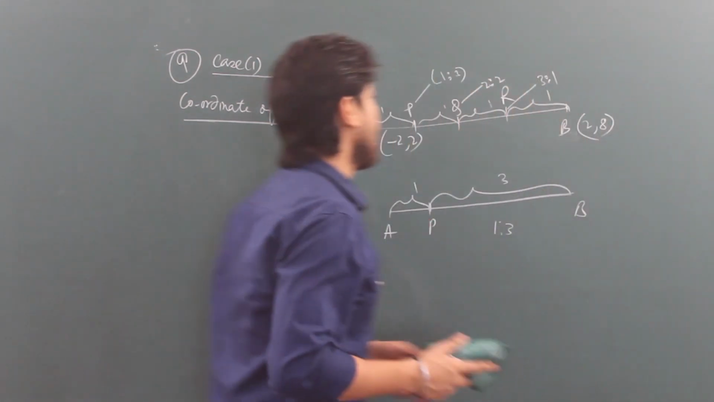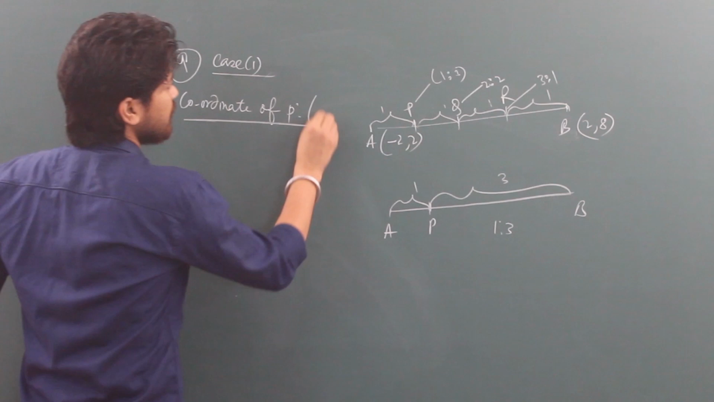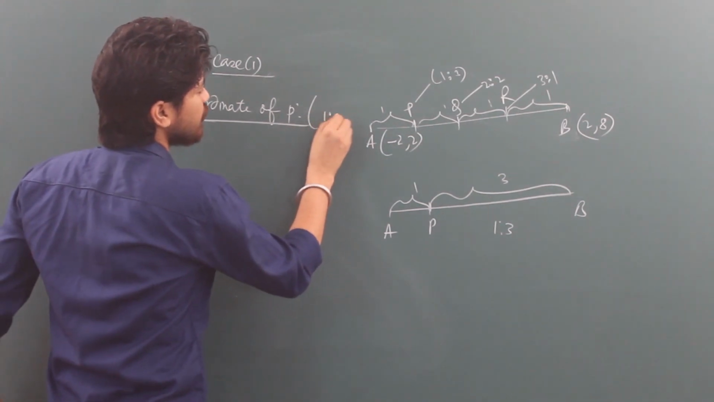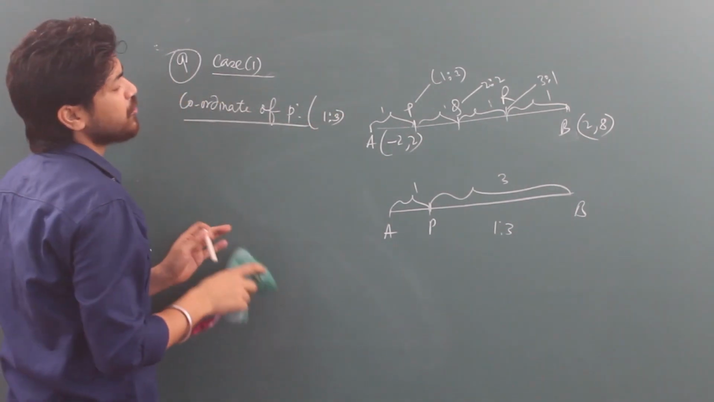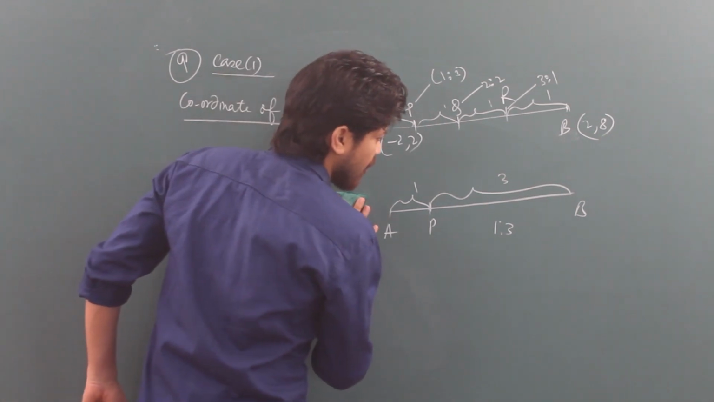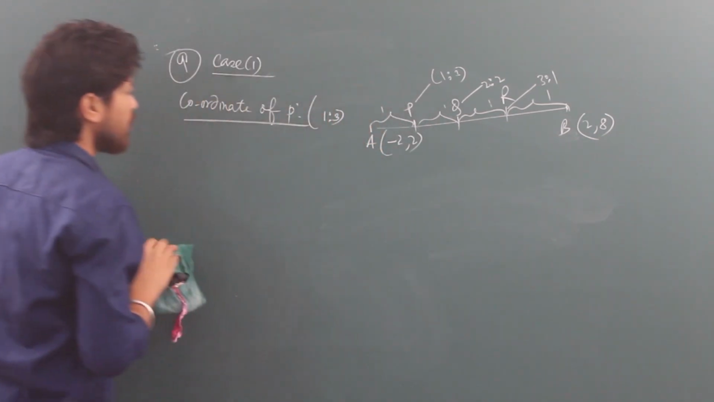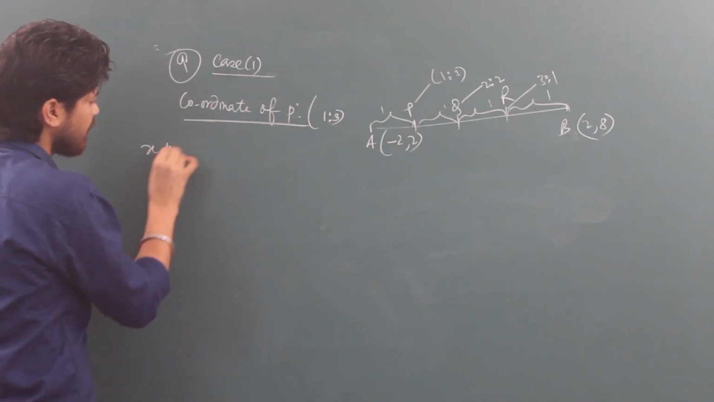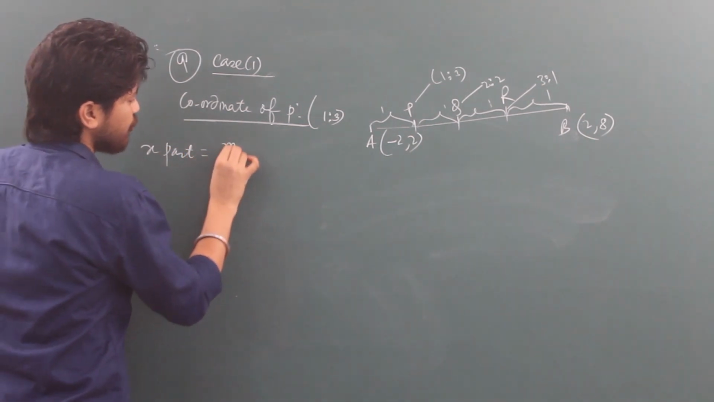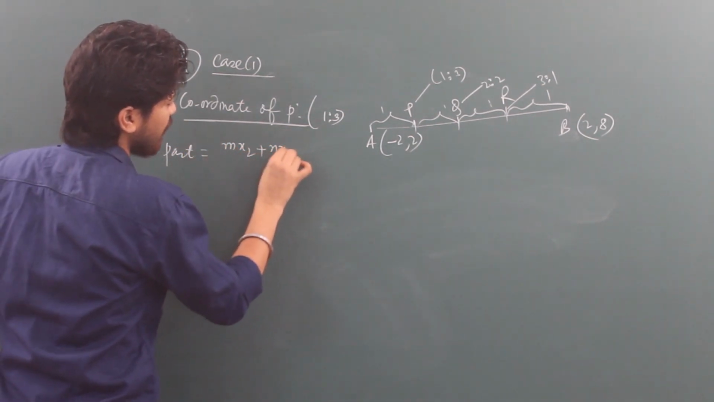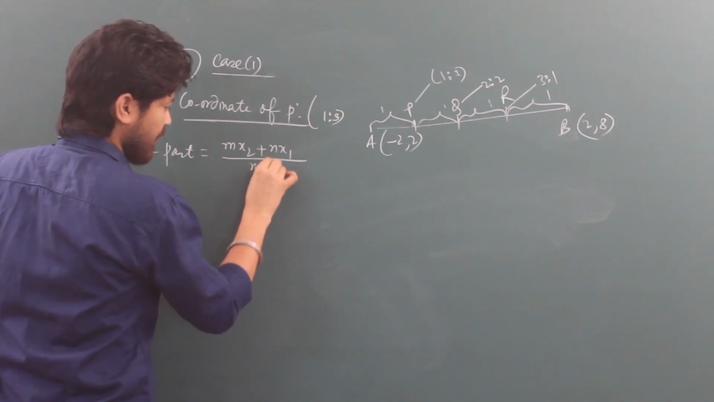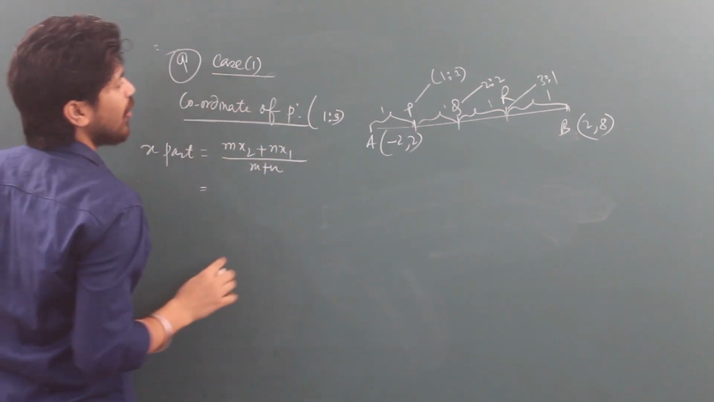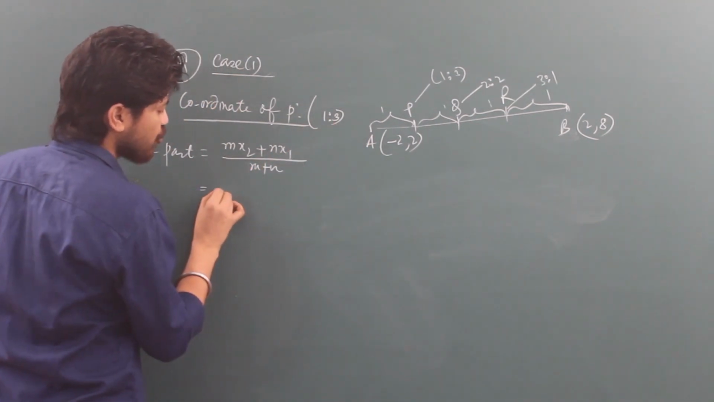Got it? So for point P, the ratio is 1:3. If the given ratio is 1:3, then you have to find the formula for the x part. The formula is mx2 plus nx1 divided by m plus n. Good. What is m here? In 1:3, m is 1, right?